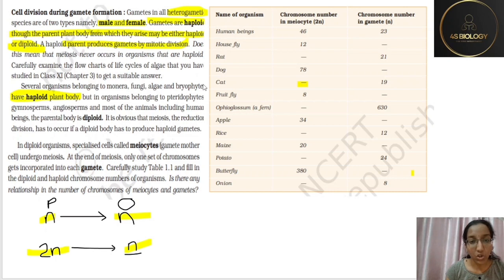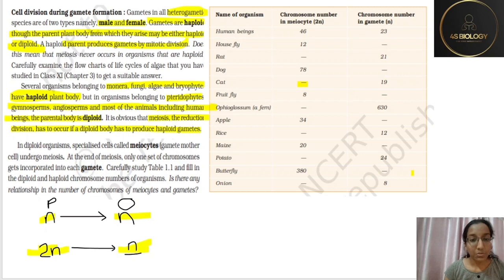Some organisms have a haploid parent body, such as Monera, fungi, algae and bryophyta. But in organisms belonging to pteridophytes, gymnosperms, angiosperms, and most of the animals including human beings, the parental body is diploid. Some have haploid and some have diploid. It is obvious that meiosis, the reduction division, has to occur if the diploid body has to produce haploid gametes. That is what is said here: for the diploid body to produce haploid gametes, meiosis has to occur.